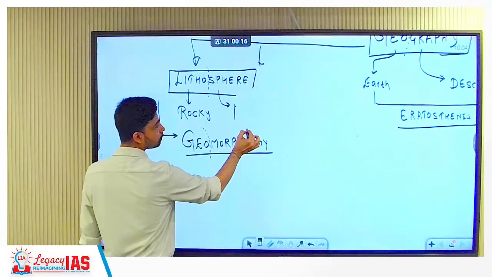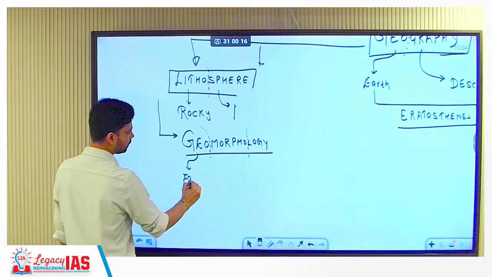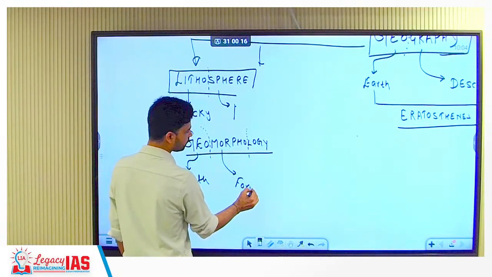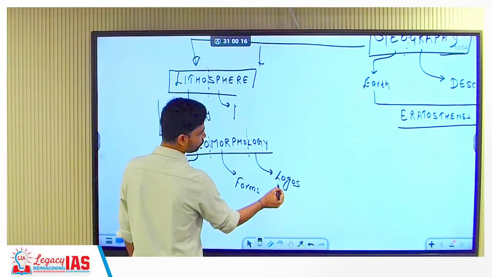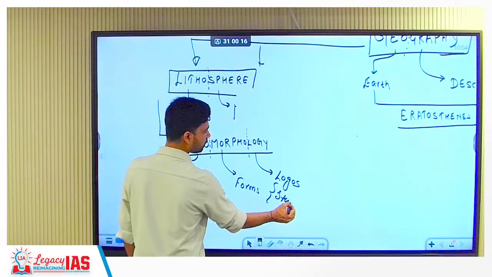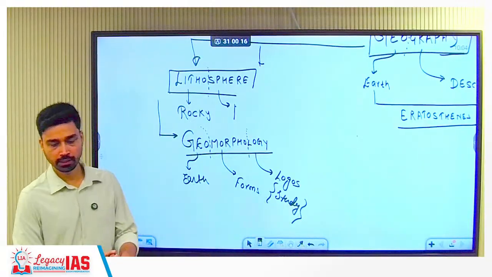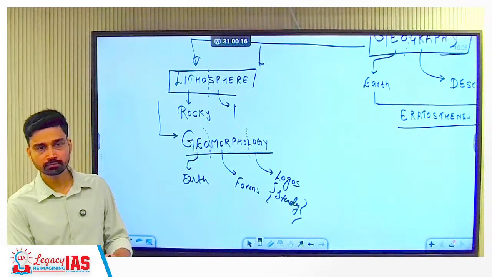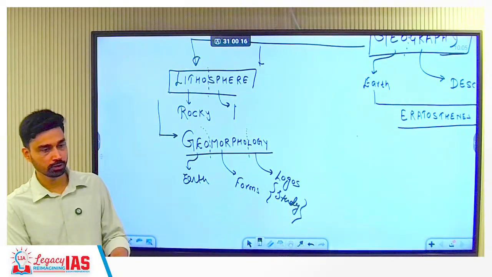So we have geo, morpho, and logy. Geo stands for Earth. Morpho means forms, and logy comes from logos. Logos means what? Study. Right. So study of the forms of the Earth. That's how also in simple term we can define it. Study of the forms of the Earth. That is geomorphology.